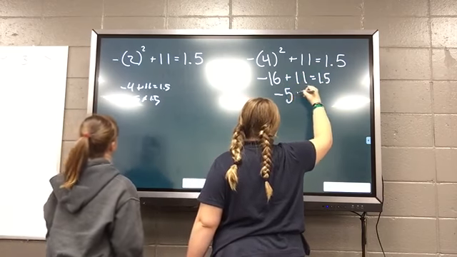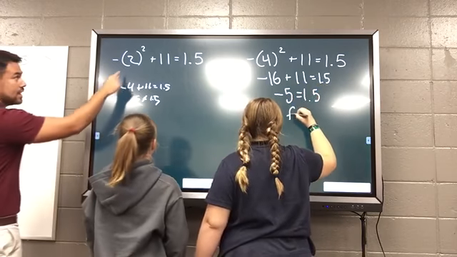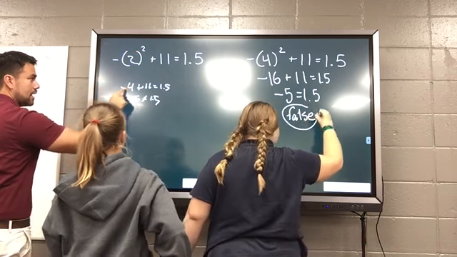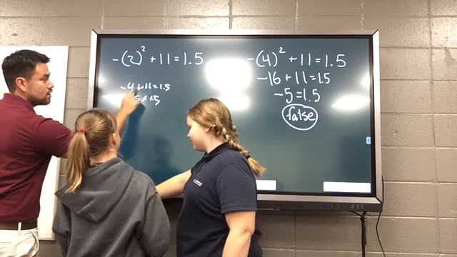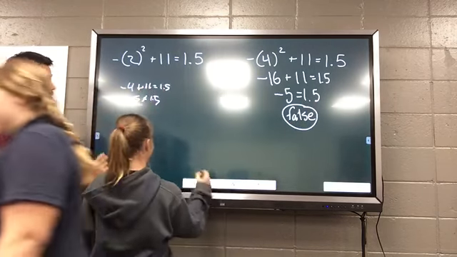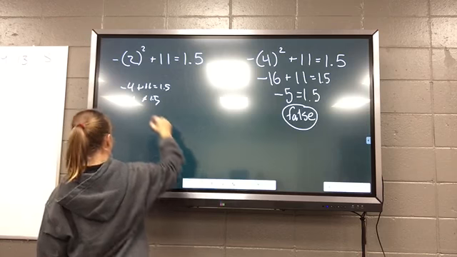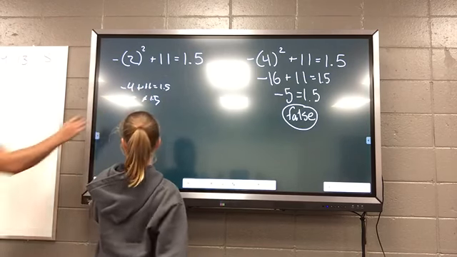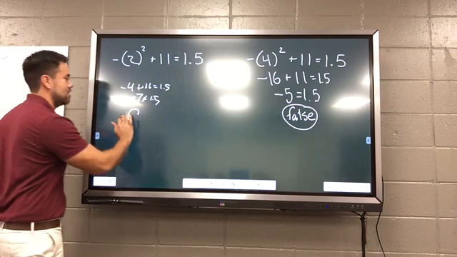So she had positive 2? Okay. So what's 2 squared? 4. What's the opposite of 4? Negative 4 plus 11. What's negative 4 plus 11? 7. Yes, positive 7. So 7 does not equal 1.5. That's a false statement.